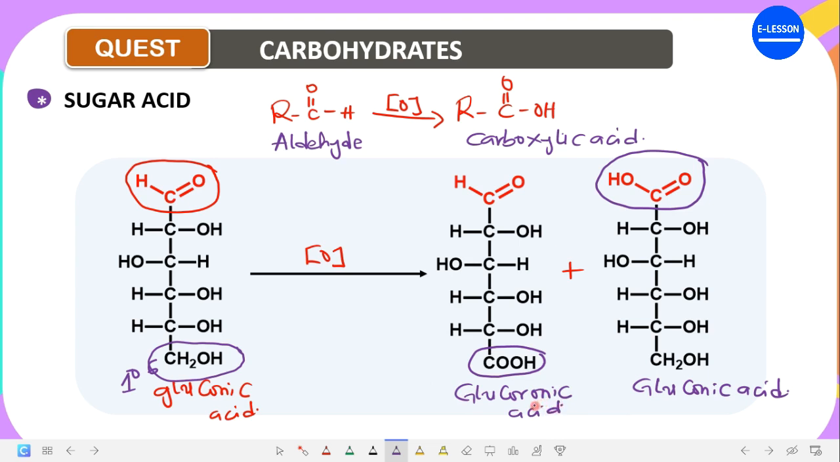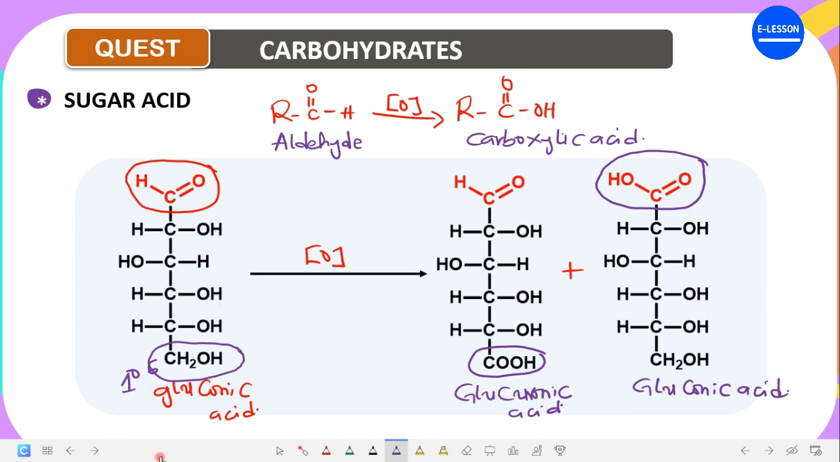So that is for the oxidation of monosaccharides to form sugar acid. Whenever the aldehyde group is oxidized, what you form is gluconic acid. Then if the position number 6 is oxidized, what you form is glucuronic acid. Okay, so that is for sugar acid. Sugar acids are formed when either the aldehyde or the alcohol group at position number 6 of a monosaccharide is oxidized. Please take note of this.